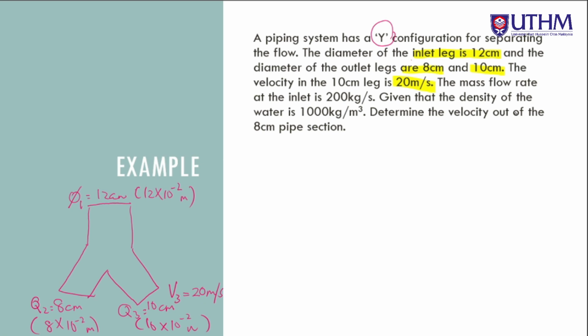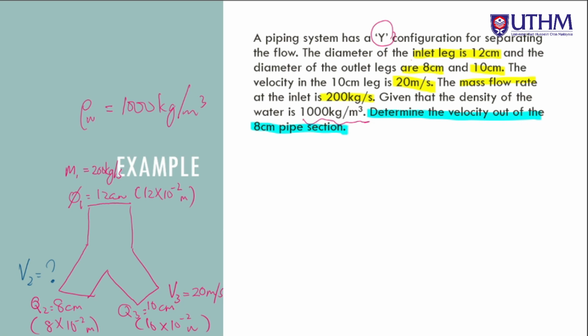And then what else? The mass flow rate at the inlet is 200 kg per second. So we know here M1 equals to 200 kg per second. Okay, given that the density of the water is 1000 kg per meter cube. So given that rho water for this case is constant, kilogram per meter cube. So the question asks to determine the velocity out at the 8 cm pipe section. So the question asks us to find this V2 here.